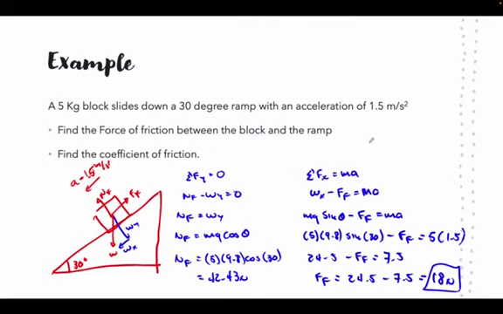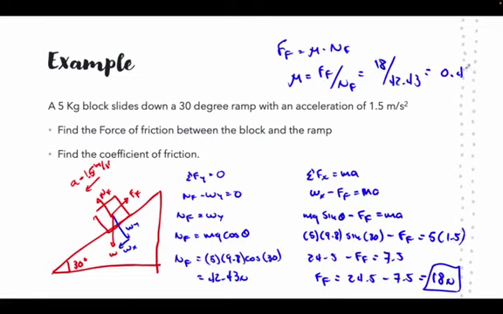Now, to find the coefficient of friction, I'm going to write it out up here, sorry. I know that friction force is equal to mu times normal force, which means that the coefficient is equal to friction force divided by normal force, which is 18 divided by 42.43, which is equal to 0.42. No units, so that will be that. And there we go.